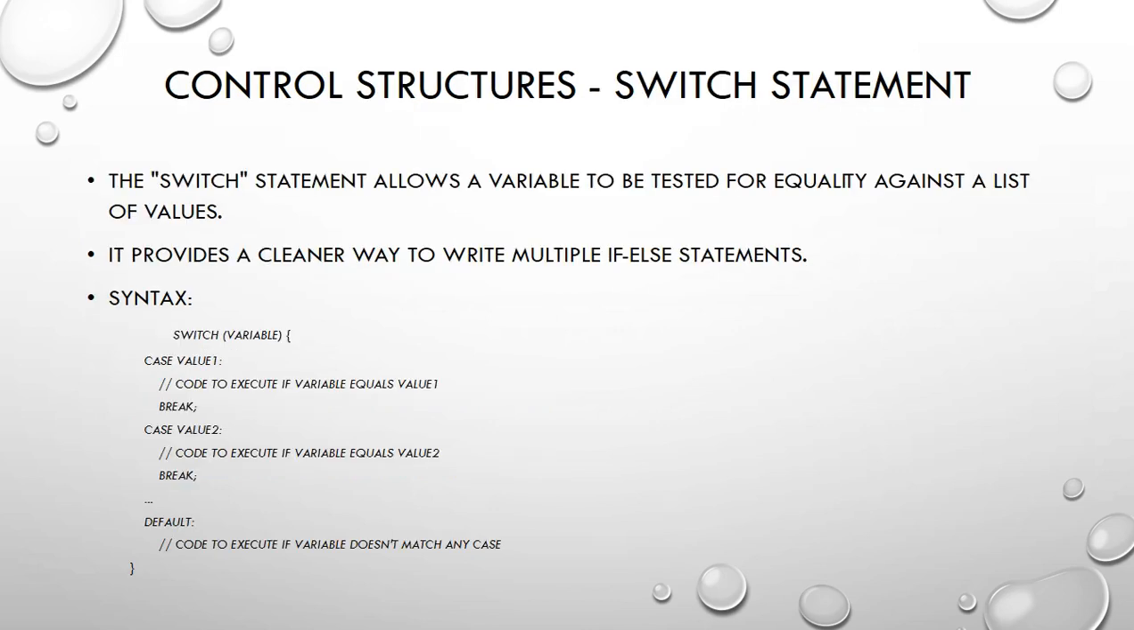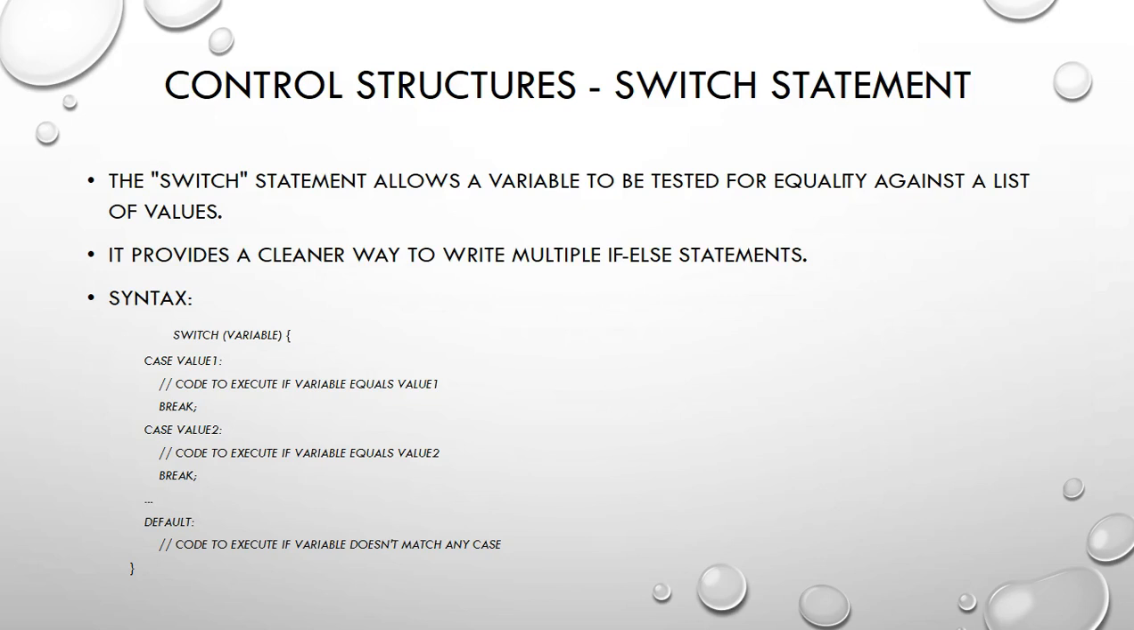We have the switch statement, also under control structures. The switch statement allows a variable to be tested for equality against a list of values. It provides a cleaner way to write multiple if-else statements. The syntax is switch, then you provide a variable, case value 1. Then under that we have the code to execute if the variable equals value 1.